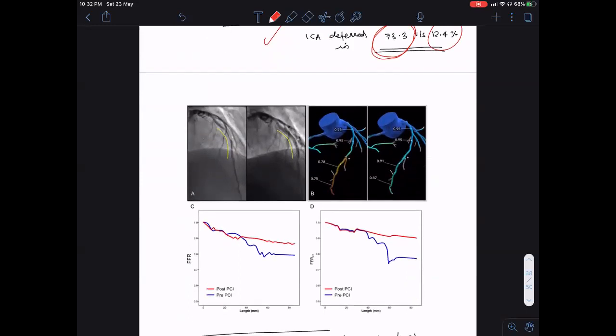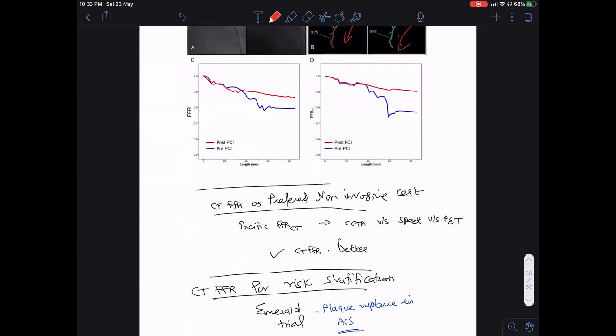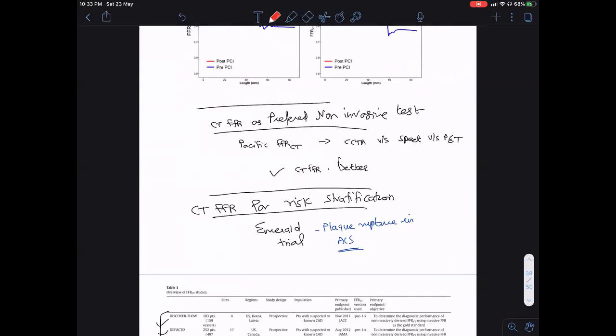This was just an example of CT-FFR in action. Here we can see in this picture that from this point onwards, where there is an actual lesion, the FFR is less. In this picture post revascularization, we can see that the flow is improved and the FFR is better. So PACIFIC FFR looked at whether CT plus FFR could be better than a SPECT, and it was found that it was better.